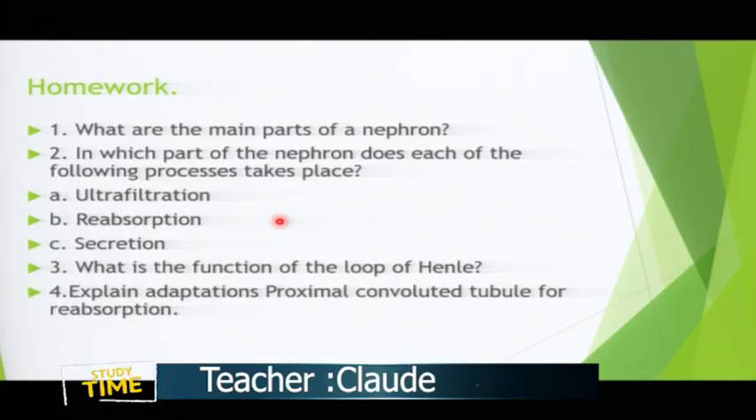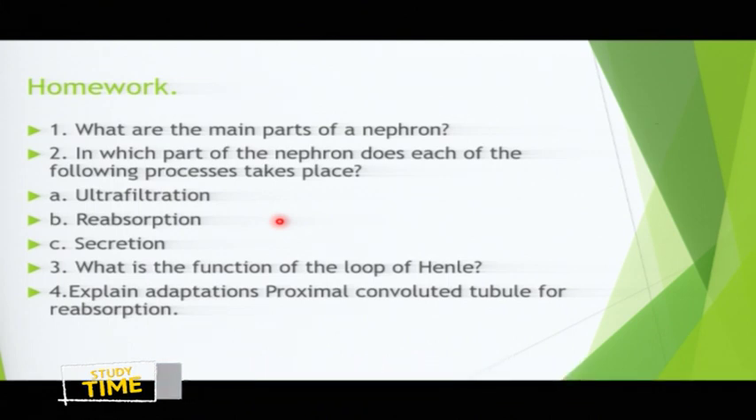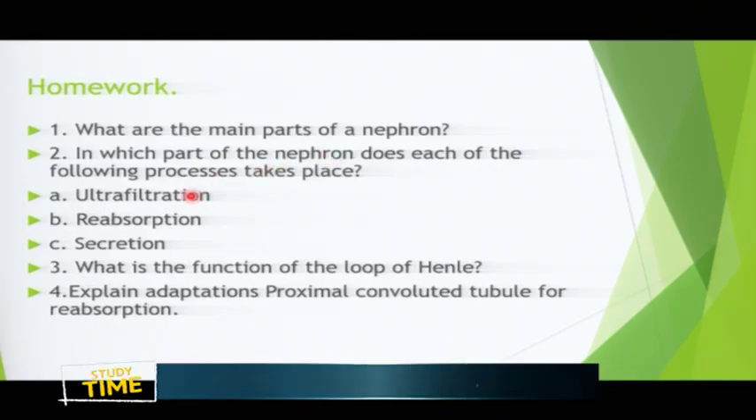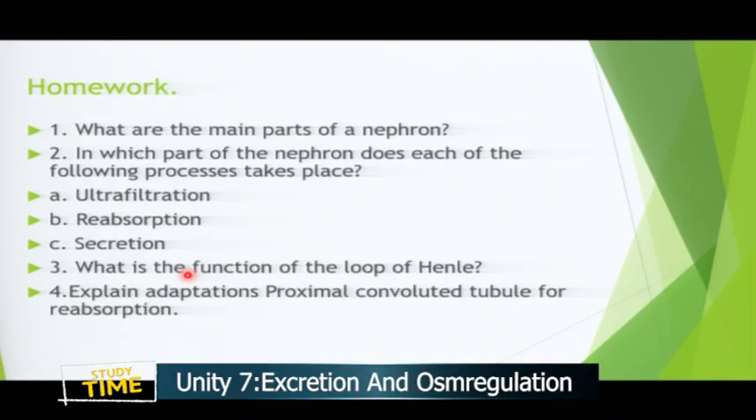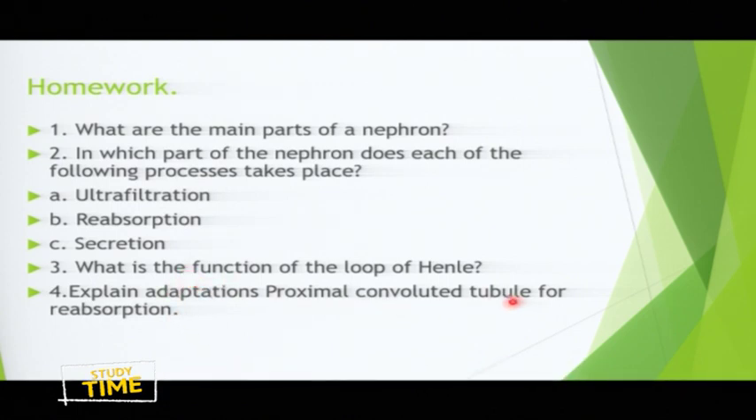Okay? Now, I want to see if you have caught something. Be ready for this assignment, the homework. The first question, you will be able to describe the many parts of the nephron. I have already shown that. And then you will explain at the nephron where ultrafiltration takes place, where reabsorption takes place, and then where excretion takes place. Then finally, you will be able to describe the function of the loop of Henle. Yes, the loop of Henle. Okay, you can try to do some research because we will see the loop of Henle in the next lesson. And then finally, explain the adaptation of the proximal convoluted tubule for reabsorption.